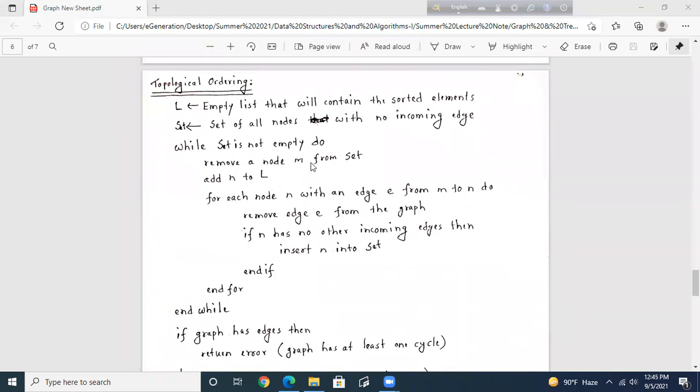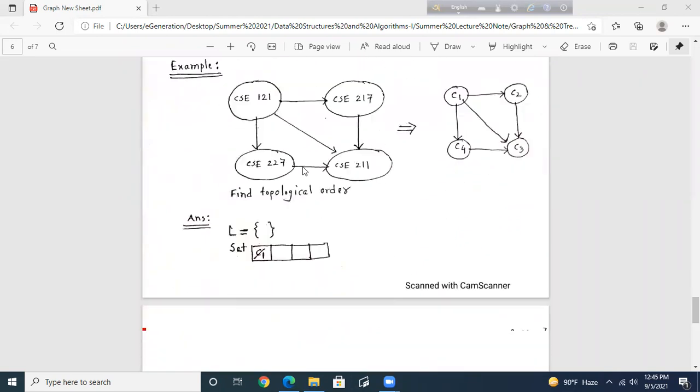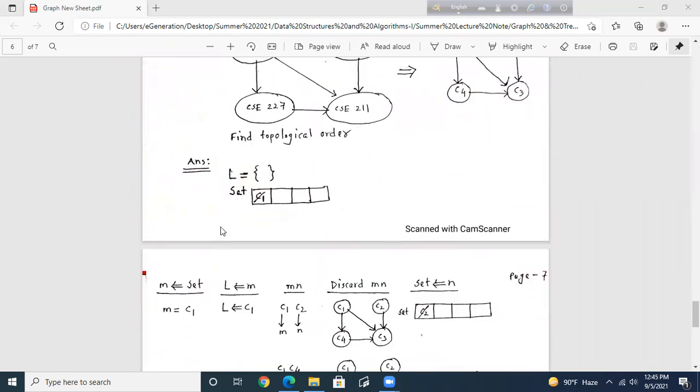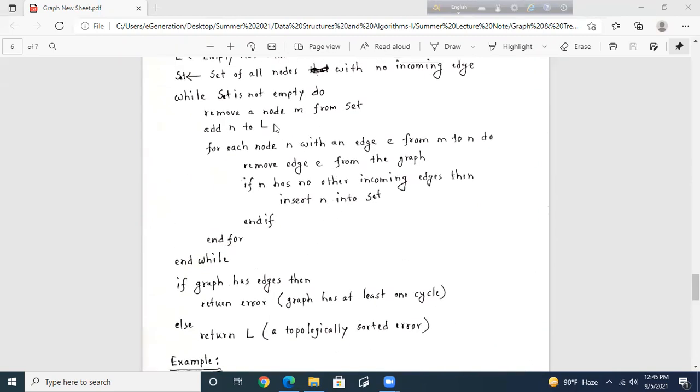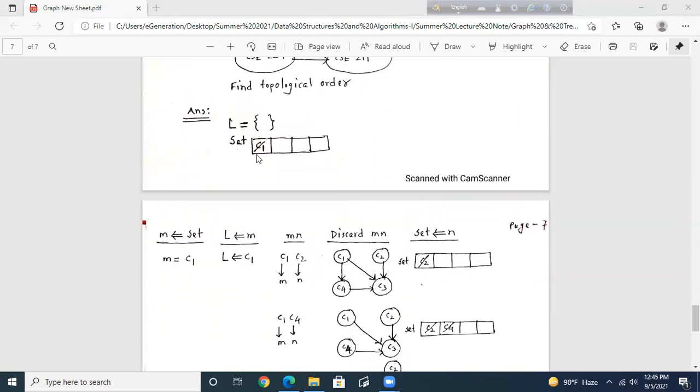Now remove a node M from set. Remove a node M from set. M will be equal to C1, because my set already has C1 inside it. Since I have C1 inside the set, dear student, I have written here M equal to C1, because of remove a node M from set. So I have removed C1 from the set, whose name is M now, according to the algorithm.